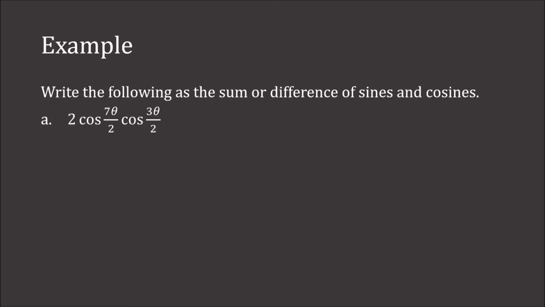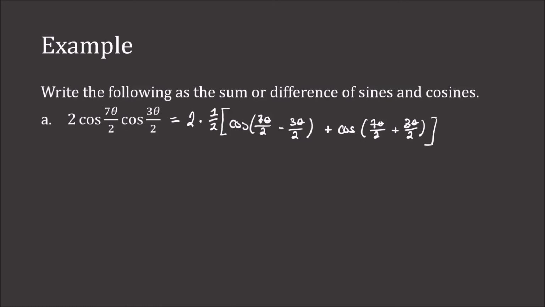What we're asked to do here is write the following as the sum or difference of sines and cosines. All right, so 2 cosine of 7 theta over 2 times cosine of 3 theta over 2. This becomes 2 times, now apply the cosine Product-to-Sum, 1/2 times the quantity cosine 7 theta over 2 minus 3 theta over 2 plus the cosine 7 theta over 2 plus 3 theta over 2. This will be cosine of 2 theta plus cosine of 5 theta.